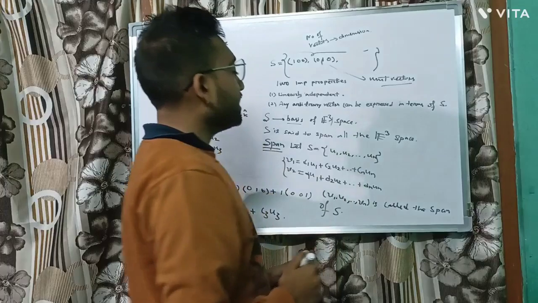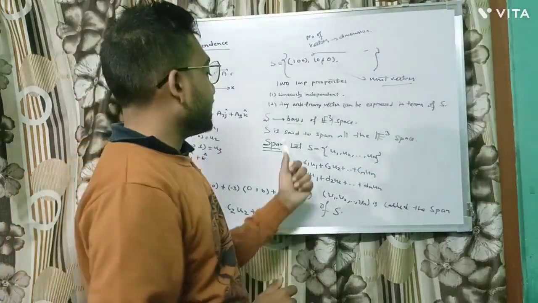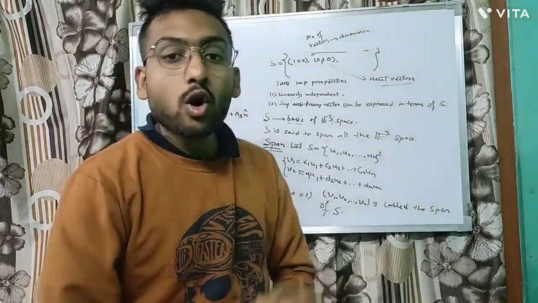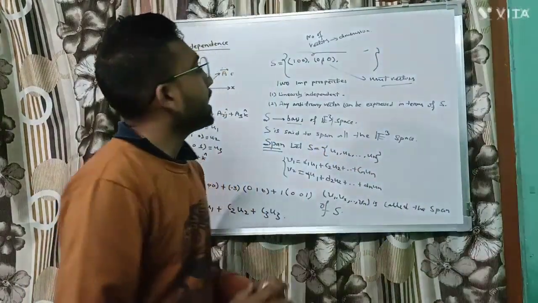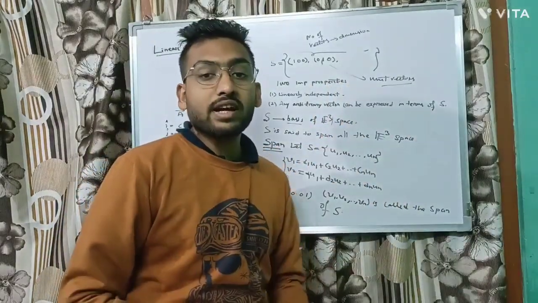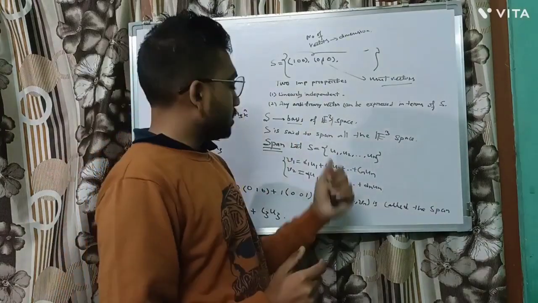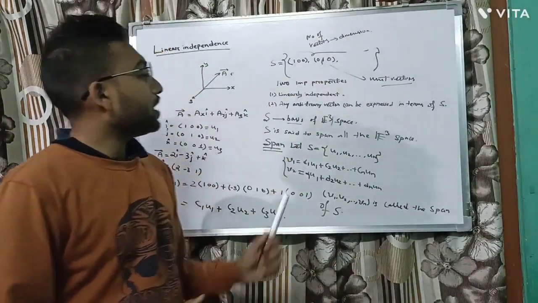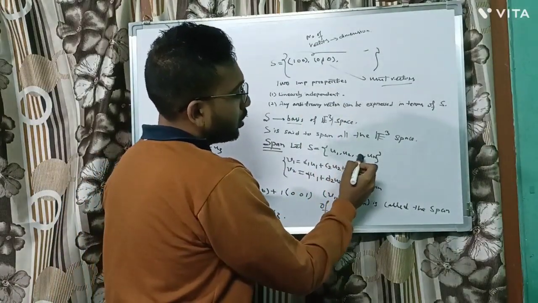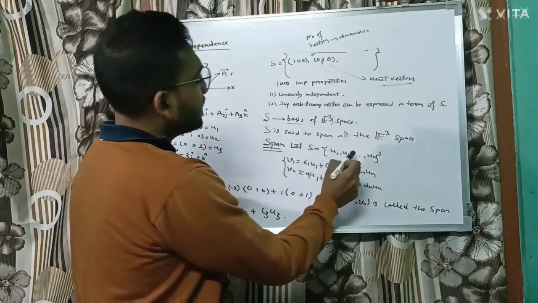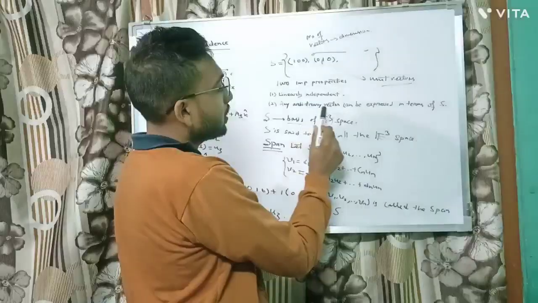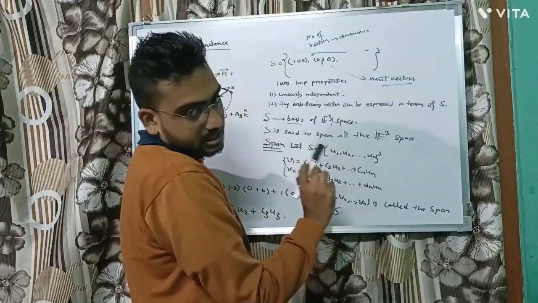The set S is said to span all the E3 space. It is like I am spreading S all over the E3 space, and any vector in the E3 space can be expressed as a linear combination of the unit vectors present in S. The next thing is span. If I consider a set S as u1, u2, ..., un, this set S follows the two important properties, that is, it is linearly independent and any arbitrary vector can be expressed in terms of the vectors of S.